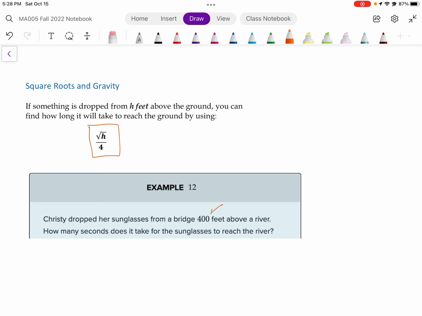Well, this is h, the height above the river. So we're going to say the square root of 400 divided by 4. First you're going to say the square root of 400, and that is going to be 20. Divide that by 4, and you get 5. So that says how many seconds? So 5 seconds. It's going to take 5 seconds for it to reach the river. So she can probably count, sadly, as it falls to the river.